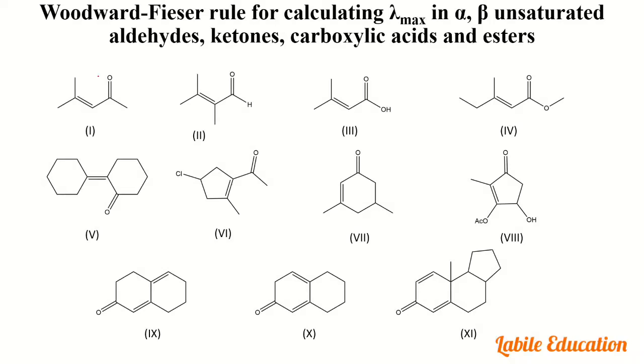Hello everyone. So today we are going to discuss the Woodward-Fieser rule for calculating lambda max in alpha beta unsaturated aldehydes, ketones, carboxylic acids and esters. For calculating lambda max, we are taking a total of 11 examples so that after watching this video, you will be able to calculate lambda max in each type of compound. So let's start.